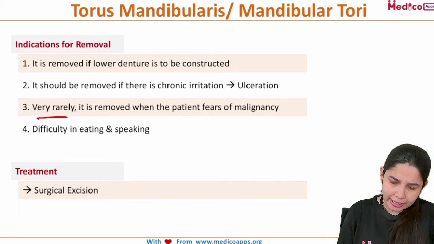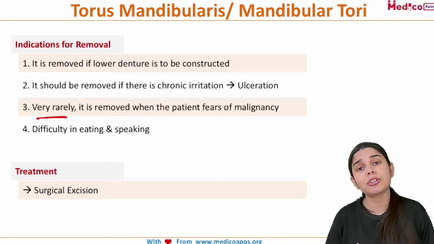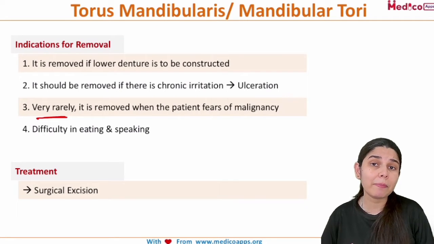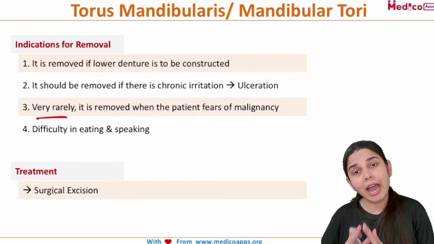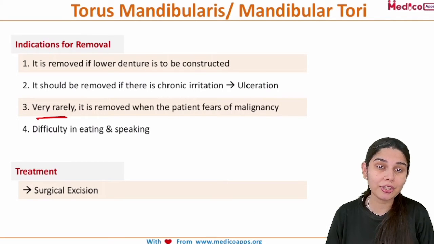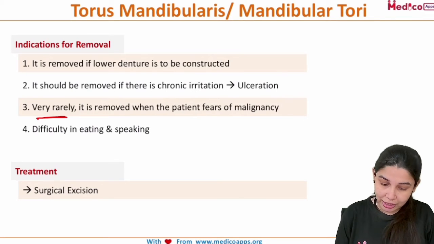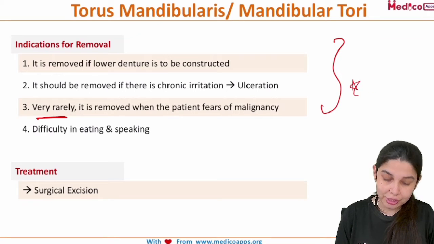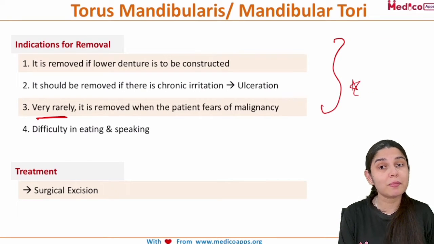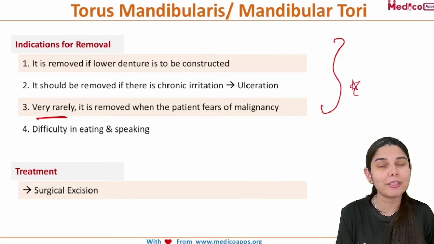Also, very rarely, it can be removed if the patient fears malignancy. In case of cancer, if the patient fears that he or she might develop malignancy, in that case also we can remove this Torus mandibularis. And of course, the last important indication is if the patient has difficulty in eating and speaking. So these are the 4 important indications when we are going to remove the Torus mandibularis. Now, I keep saying that we have to remove this Torus mandibularis. That means we will go for a surgical excision, and that is the treatment plan for Torus mandibularis.